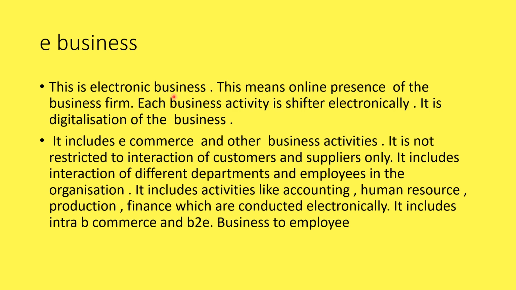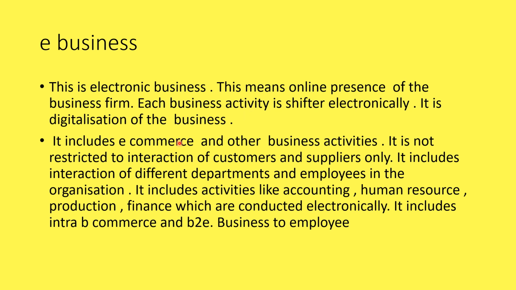E-business means electronic business. This means that your whole business firm is online. Each business activity is online. Each business activity is shifted electronically. The whole business house is digitalized. When you sell goods, that is there in e-commerce, but in e-business, when your employees talk to each other, it will also be through the internet. When you talk to other branch locations or the public relation officer, every detail and every activity of your business is listed online.